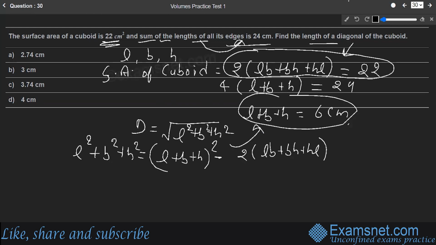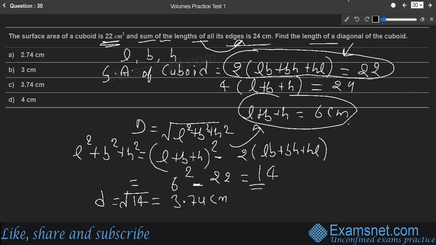L square plus B square plus H square is going to be, we have the value of L plus B plus H, that is 6 square, minus twice of LB plus BH plus HL, whose value is already given to us as 22. So this comes out to be 36 minus 22, that is 14. That is the value of L square plus B square plus H square. Diagonal has to be under root of this, so it has to be under root of 14, which is nothing but 3.74 centimeter precisely. So that is the right answer, 3.74 centimeter, available in option number C.